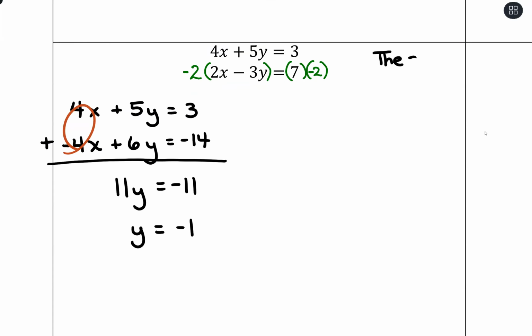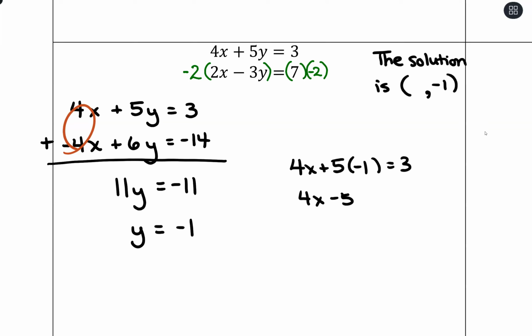Okay, so the solution is, and we have our y coordinate of negative 1, and I just need my x coordinate. So let's go to the 4x plus 5y equals 3, but we're going to plug in negative 1 for y. So 4x minus 5 is equal to 3. Add 5 to both sides. Divide by 4, and we're getting x equals 2.